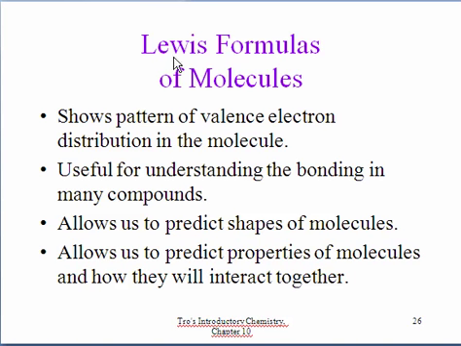Now let's take a look at Lewis formulas of molecules. What Lewis formulas allow us to do is show a pattern of valence electron distribution in the molecule. This is useful for understanding the bonding in many compounds. It allows us to predict the shape of molecules, and this in turn allows us to predict the properties of molecules and how they will interact together.